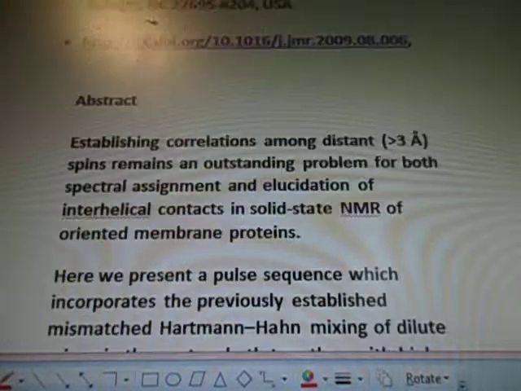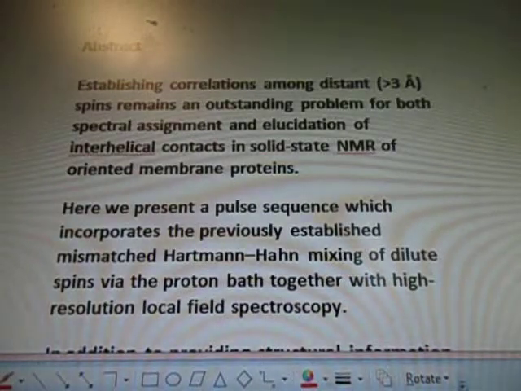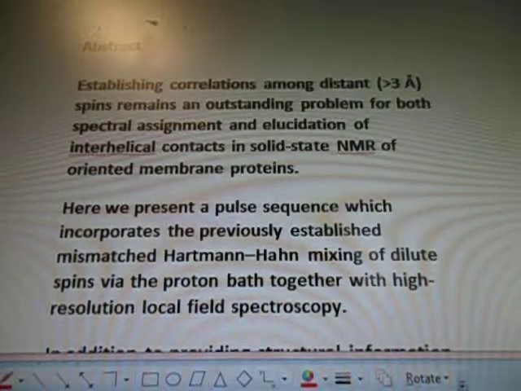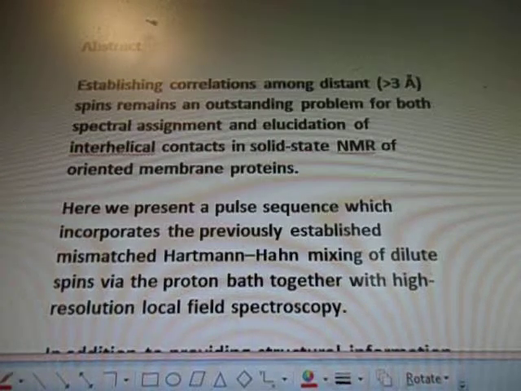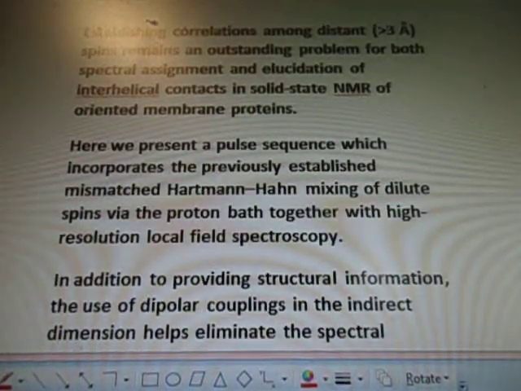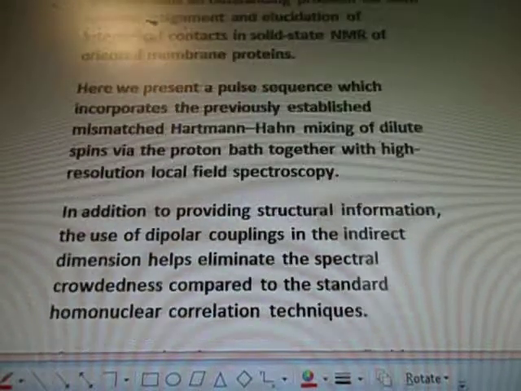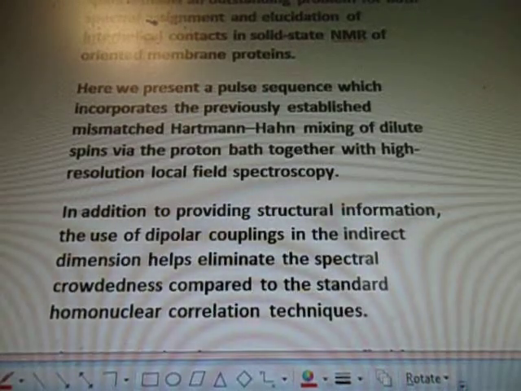dx.doi.org. Abstract: establishing correlations among distant spins remains an outstanding problem for both spectral assignment and elucidation of interhelical contacts in solid-state NMR of oriented membrane proteins. Here we present a pulse sequence which incorporates the previously established mismatched Hartmann-Hahn mixing of dilute spins via the proton bath together with high-resolution local field spectroscopy.